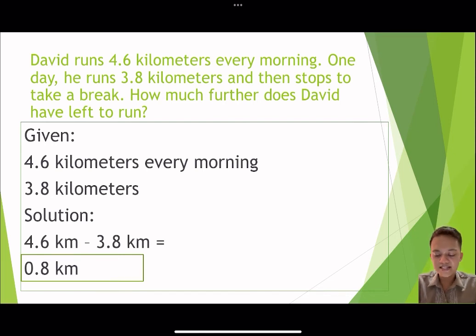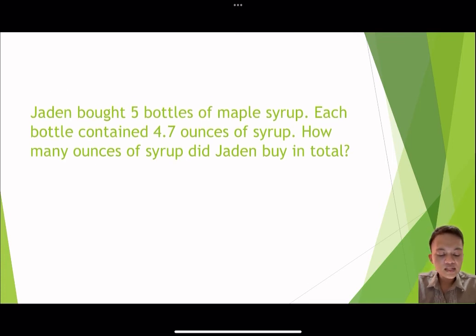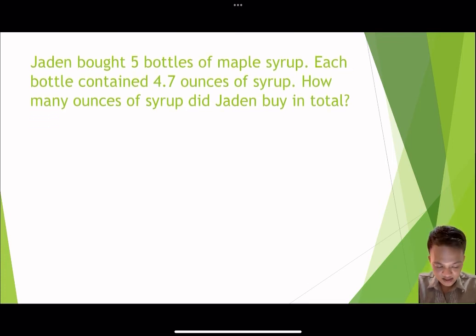Example number 6. Jaden bought 5 bottles of maple syrup. Each bottle contained 4.7 ounces of syrup. How many ounces of syrup did Jaden buy in total? So, bumili daw si Jaden ng 5 bote ng maple syrup. Bawat bote daw ay 4.7 ounces. Ilang ounces daw yung binili ni Jaden in total?